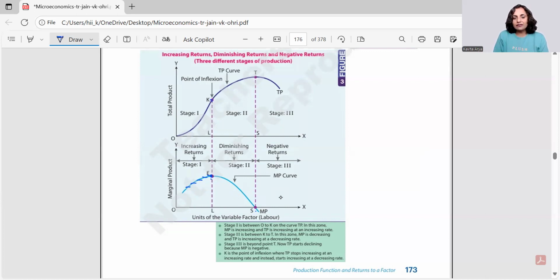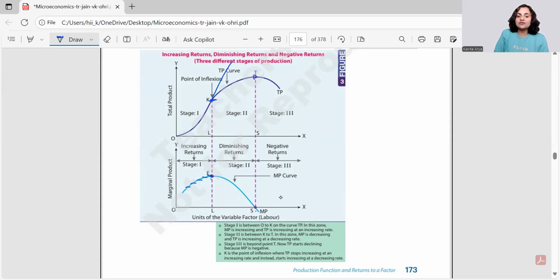Now, what happens after this stage? After this stage, whosoever is coming and contributing to the production activity is contributing because the data is positive, but not to that high value. So because the contribution is there, addition is there, right? So TP does increase, but not this way. See, it's not as steep as it was going in the first stage. So it now starts increasing decreasingly. And that's why we call it a diminishing return stage.